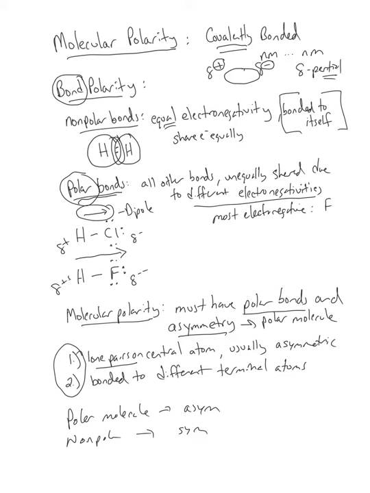Okay? So if I have an atom bonded, let's say in this situation, the central atom carbon is bonded to a hydrogen and a nitrogen. If it's bonded to two different terminal atoms, this would be an asymmetric shape and therefore a polar molecule. Okay? Let's take this a step further.